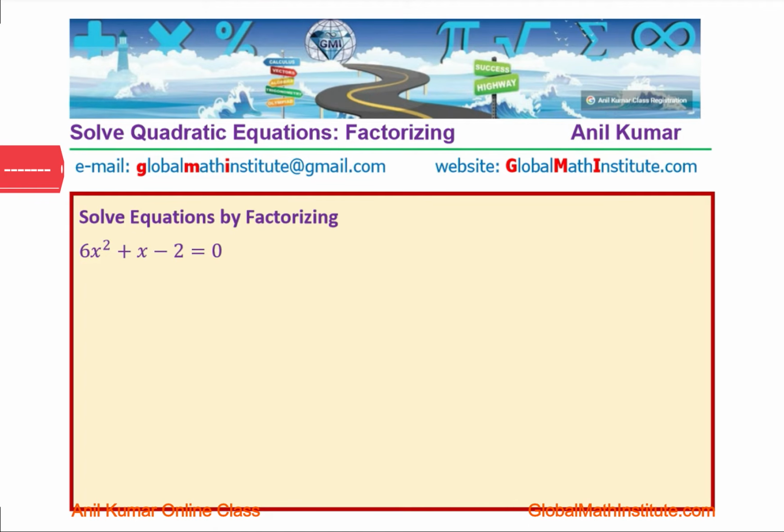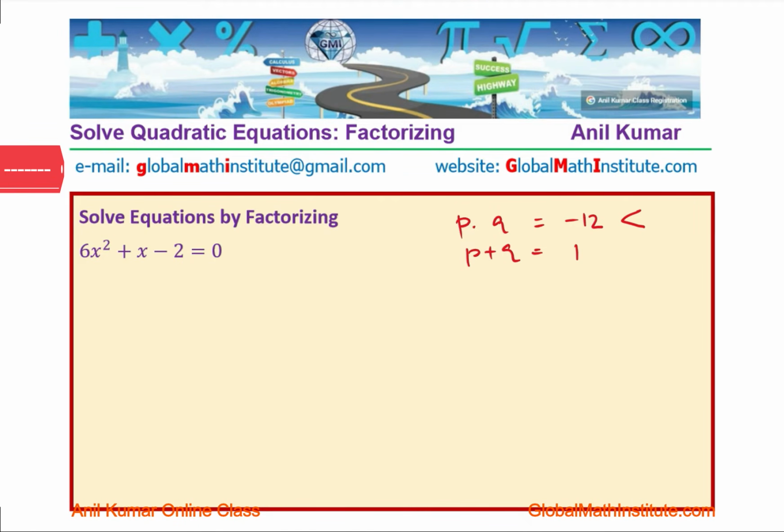So now we have this trinomial. Can you tell me the strategy? We're looking for two numbers, p and q. What should be their product? And what should be their sum? Product is minus 2 times 6, which is minus 12, and sum is 1.